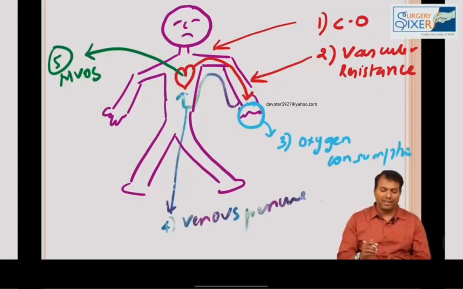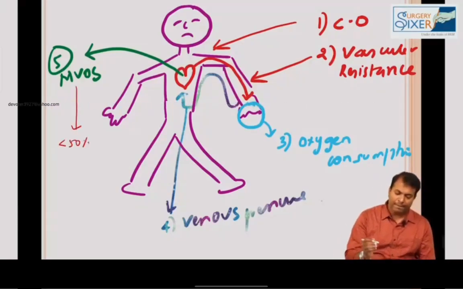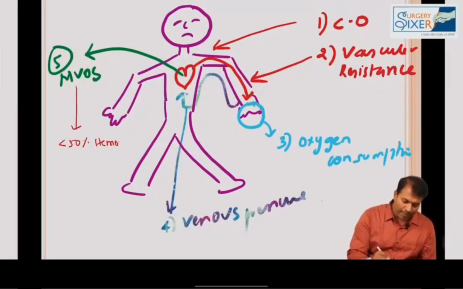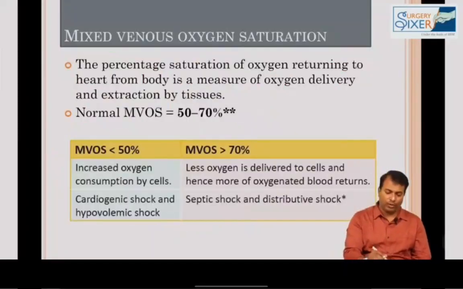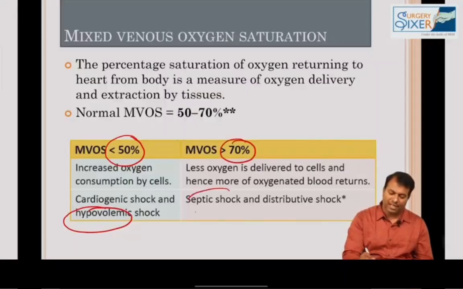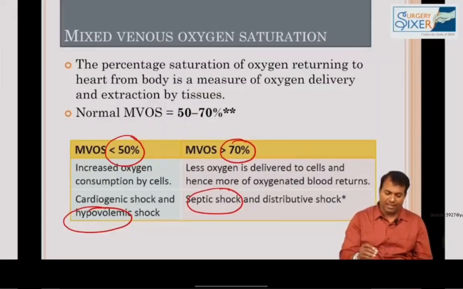In which shock is mixed venous oxygen saturation less than 50%? Can you tell me? It is hemorrhagic shock. In which shock is it more than 70%? It is in septic shock. So please don't forget mixed venous oxygen saturation, a high yield question: less than 50% in hypovolemic shock, more than 70% in septic shock. Normal mixed venous oxygen saturation is 50 to 70%.